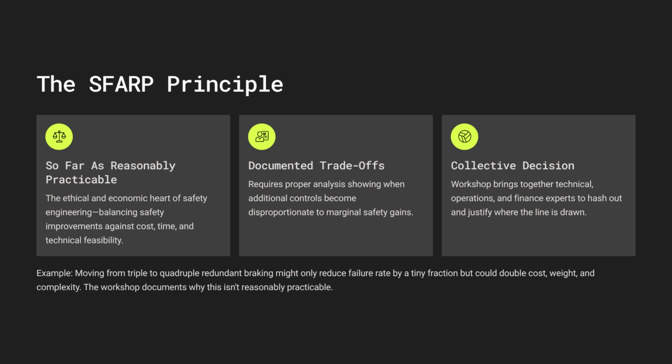Can you give an example? Sure. Maybe you have a triple redundant braking system going to quadruple redundancy. It might only shave off a tiny fraction of a % from the failure rate, but it could double the cost, the weight, the complexity.